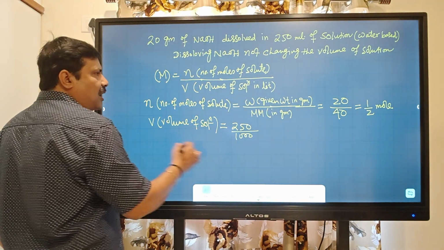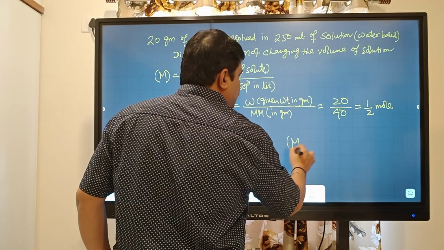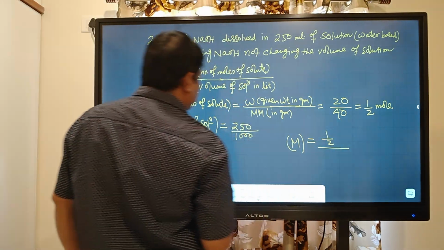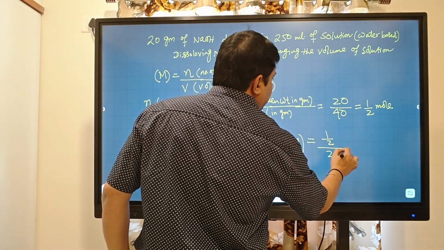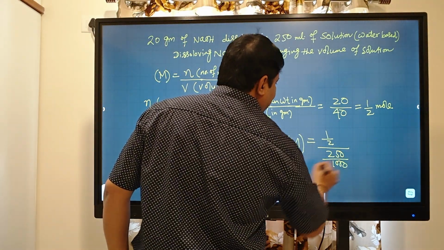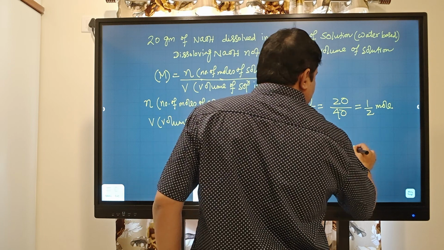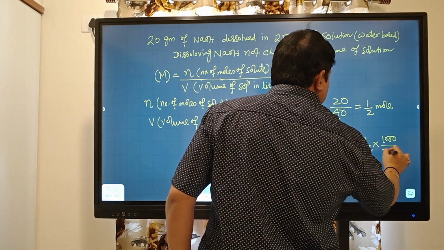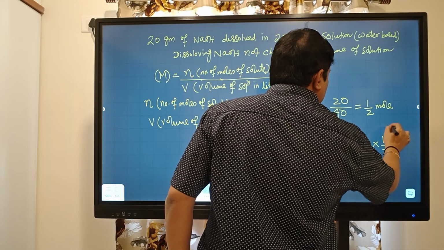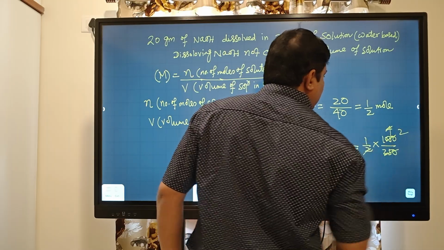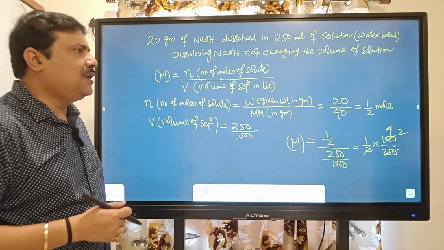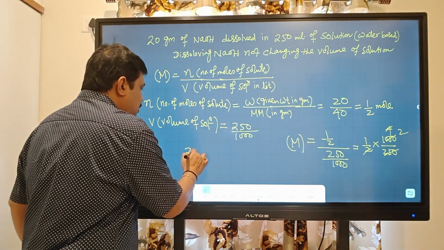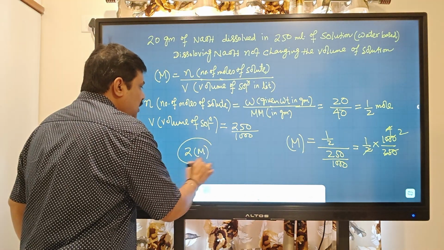Now I will do molarity. Molarity is mathematically the number of moles of solute, which is half, divided by the volume of the solution in liters, which is nothing but 250 by 1000. After that the calculation, you are masters at this: 1 by 2 into 1000 over 250, so this will be nothing but 2. So if you look at it, your molarity is coming to 2. That's why this solution is a 2 molar solution. 2 molar will be your answer.